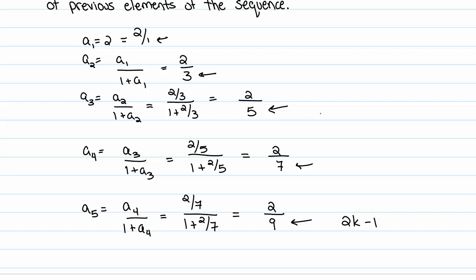You get the point. So there is actually a nicer way to write this recursive sequence. At least it looks like there is, where we could write a sub n is equal to 2 over, let's see, twice n minus 1. And that should technically be fine for this sequence. And you could prove that. That's not the point of this problem.